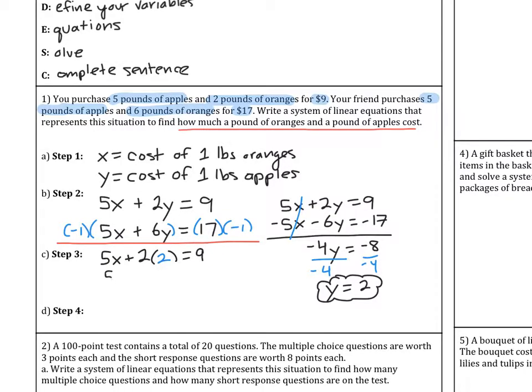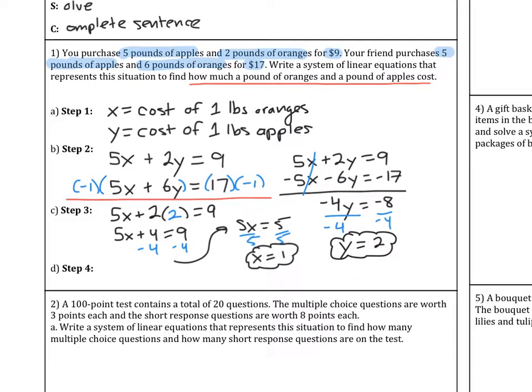And now just simplify. 5x plus 4 equals 9. Subtract 4 on both sides, and we get 5x equals 5. Divide by 5, and x equals 1. So for this one, we're going to write out our answer as a complete sentence, and we're going to pretty much answer the question, how much is a pound of oranges?